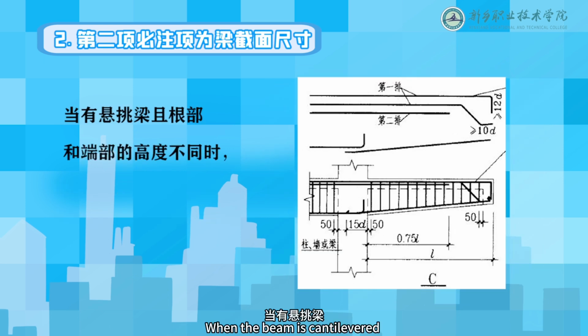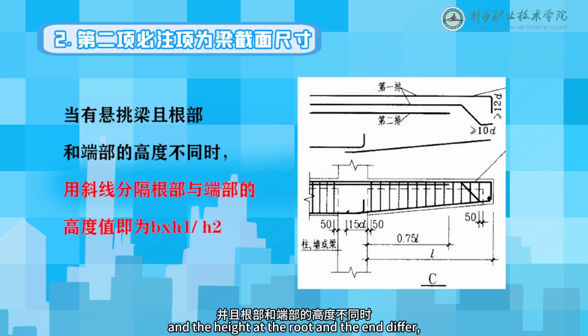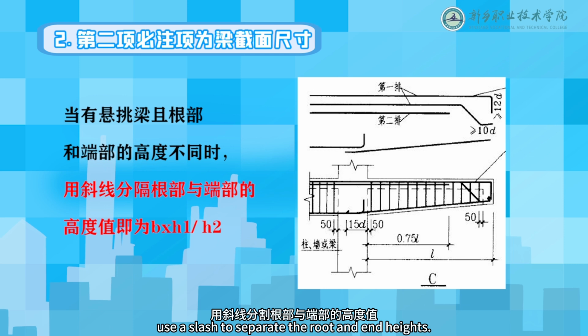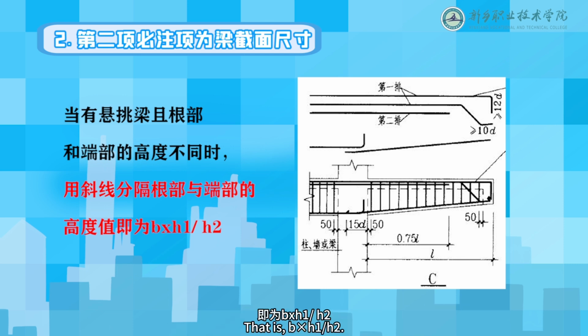When the beam is cantilevered, and the height at the root and the end differ, use a slash to separate the root and end heights, that is, B by H1 / H2.